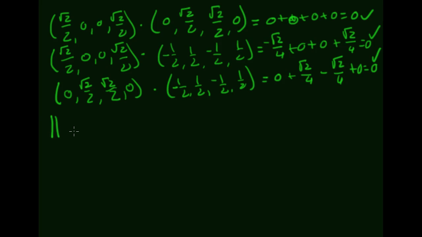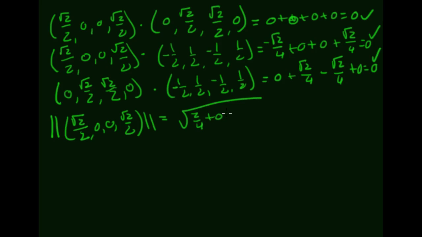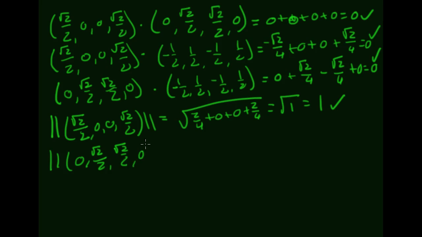Now we've got to check their magnitudes. So if I take the magnitude of root 2 over 2, 0, 0, root 2 over 2, I end up with square root of, let's see, that's 2 fourths plus 0 plus 0 plus 2 fourths, which is the square root of 1, which is 1, so that works. This one works very similarly. Root 2 over 2, 0, so this is going to be square root of 0 plus 2 fourths plus 2 fourths plus 0, which again is 1.